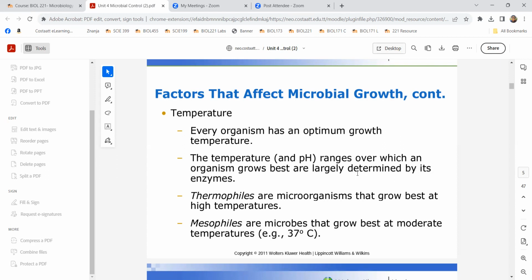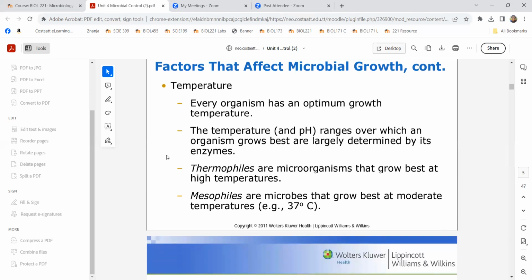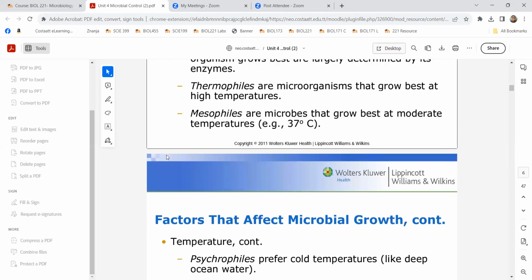We have different types of organisms that can be named or grouped according to temperatures that they survive in. Thermophiles are microorganisms growing best at high temperatures. So, for example, organisms you find in desert type regions that are surviving and thriving in those types of regions, those will be considered thermophiles. Mesophiles grow best at moderate temperatures. So, at 37 degrees Celsius or body temperatures, they can grow quite easily once they have nutrients and environments to grow in.